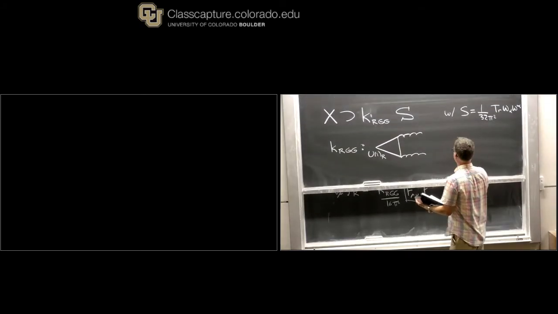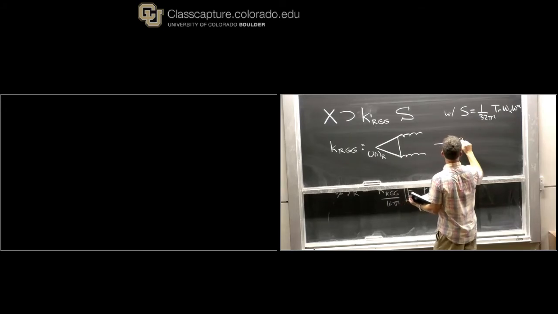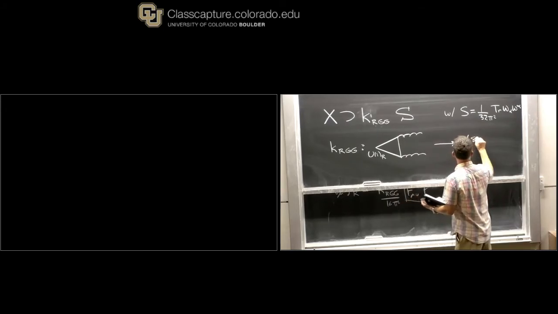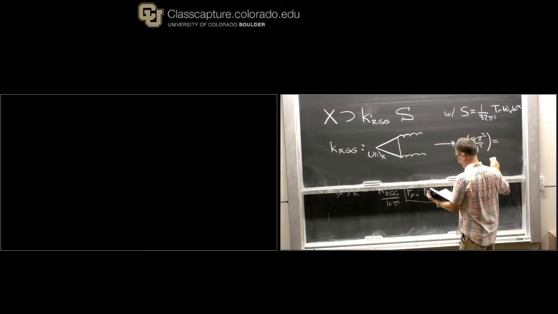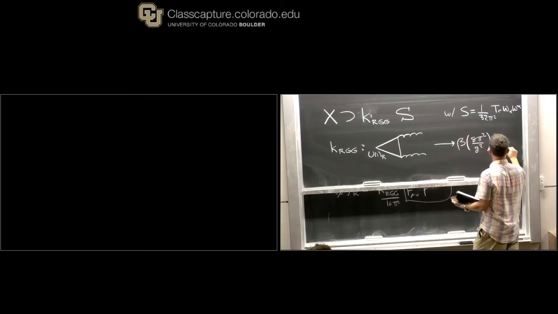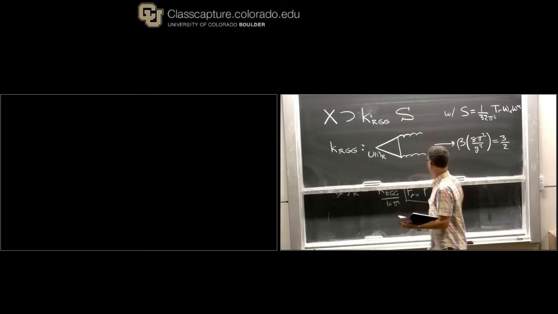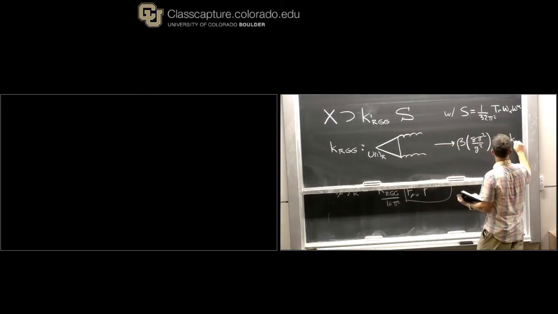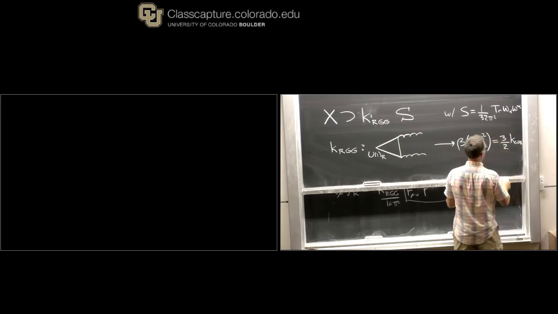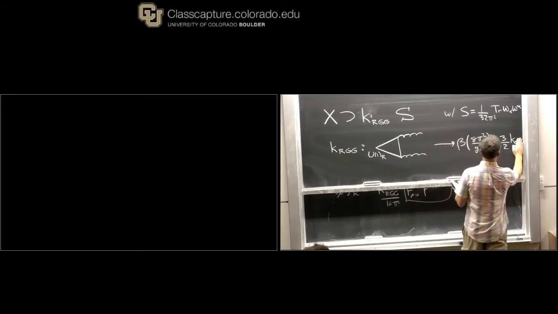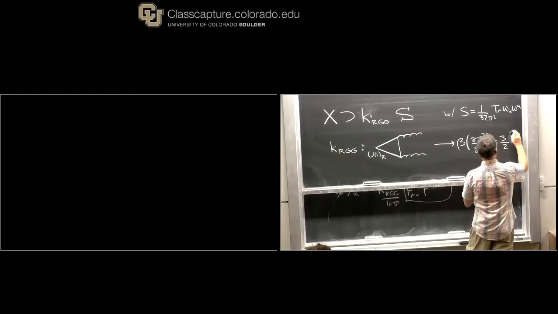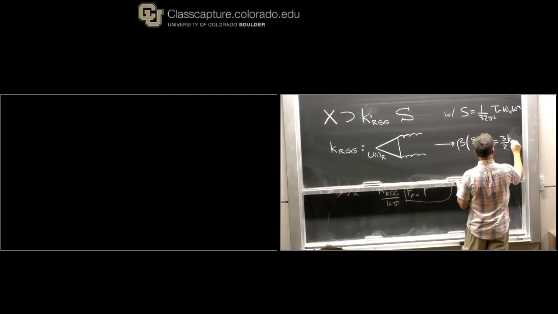So we get that the beta function, and I hope I got the factors right, for 8 pi squared over g squared is this coefficient. There's a 3/2 because of this 2/3 that was over there, times K_RGG. Sorry, let me write this better. 3/2 K_RGG.